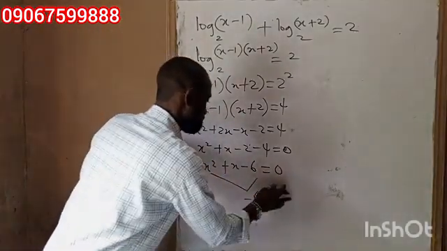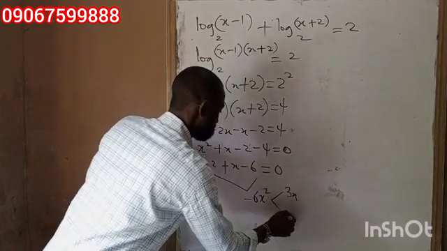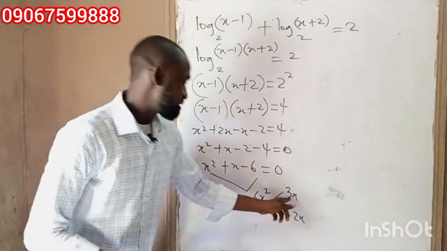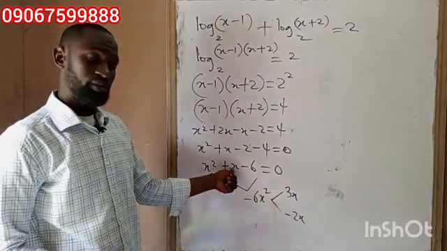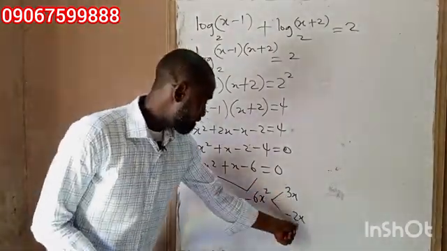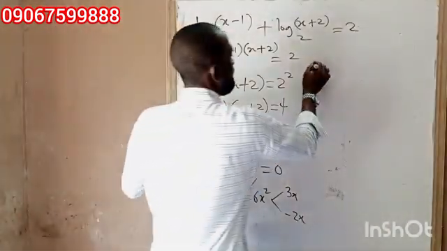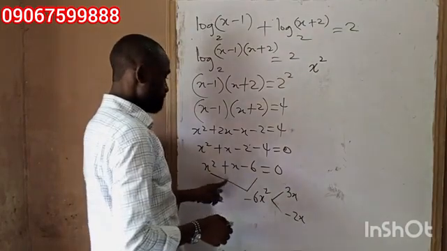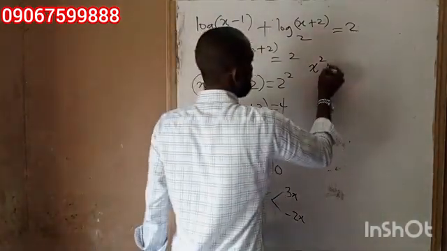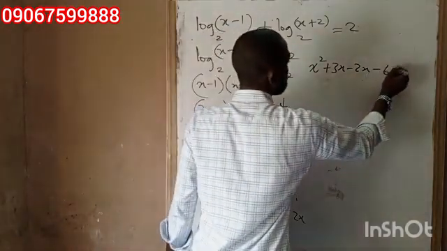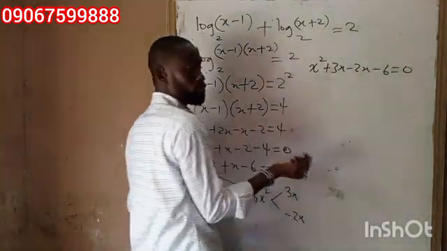This should give us 3x and minus 2x. Yes. Because 3x minus 2x is plus x, and 3x times minus 2x is minus 6x squared. So this factor will now be written as x squared, and instead of writing plus x, it will now be plus 3x minus 2x, then minus 6 equals 0. So we factorize by grouping.